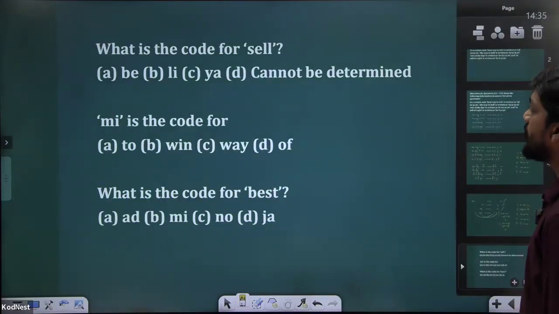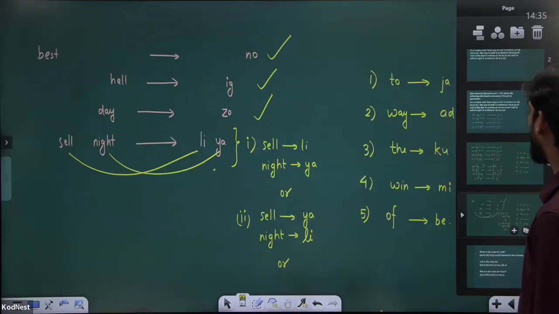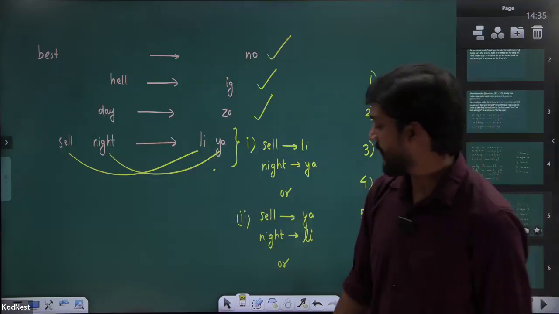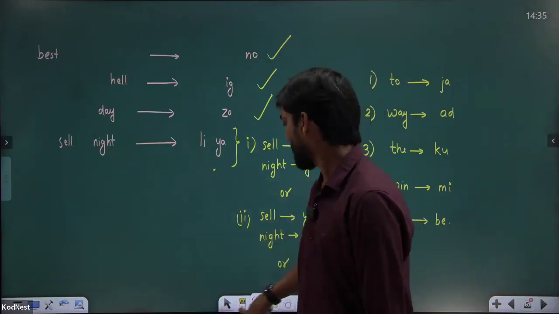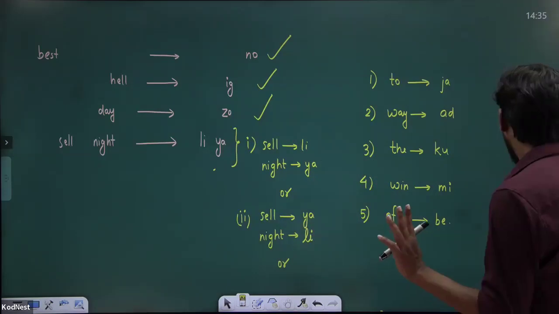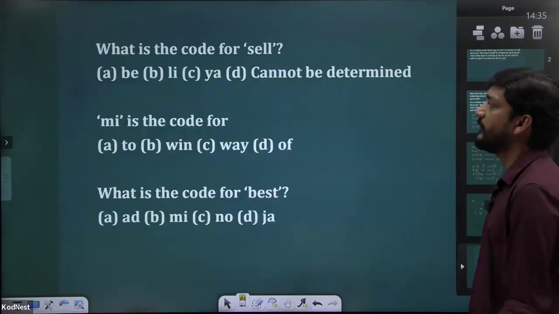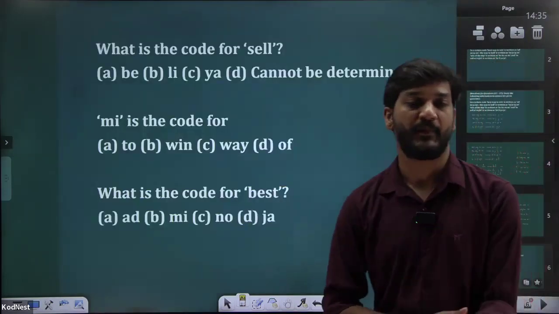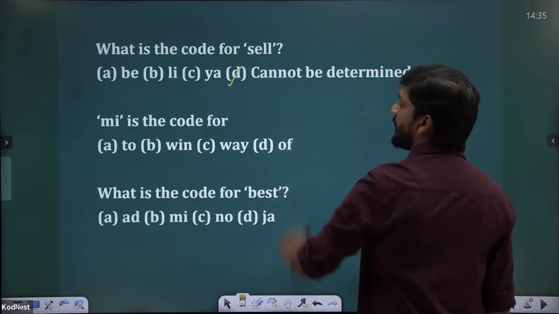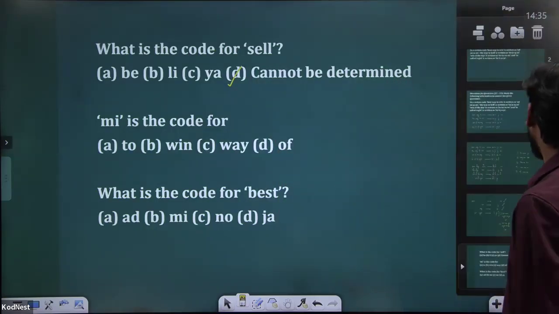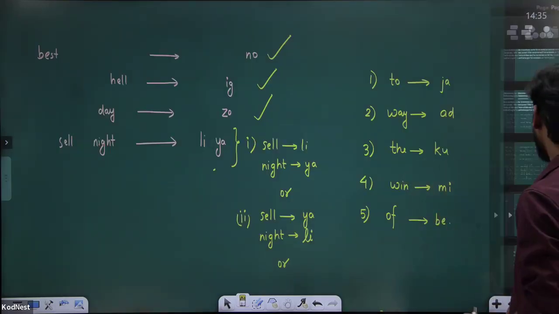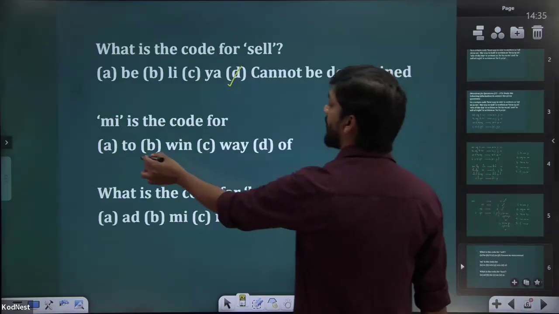What is the code for cell? Please answer. What is the code of cell? Do you know? Code of cell. Do you know? No, we don't know. Okay. So what answer will say? Which option? Cannot be determined. This is what we'll say. Okay. MI is the code for what? MI is the code of win. So win is the answer.